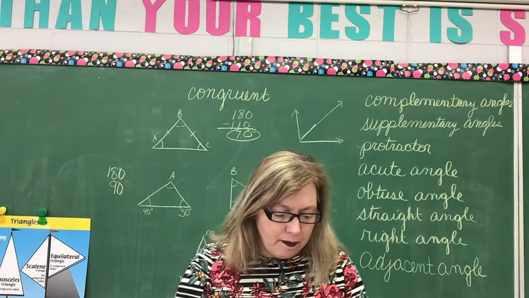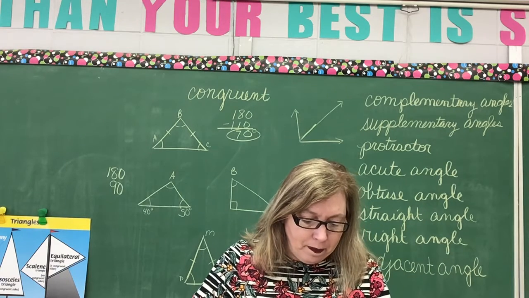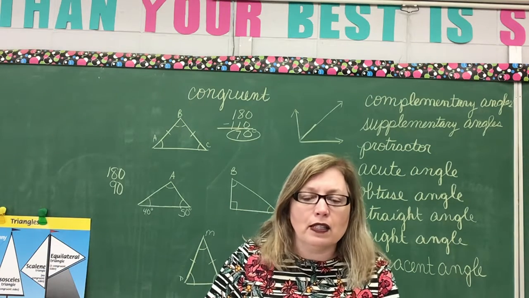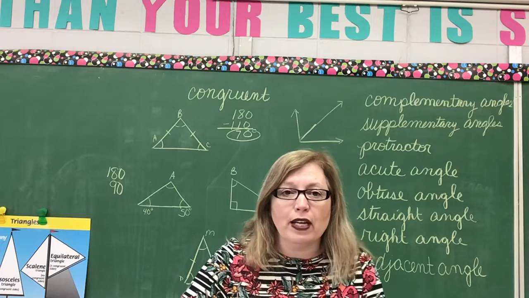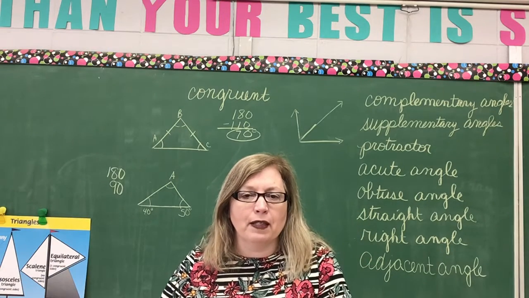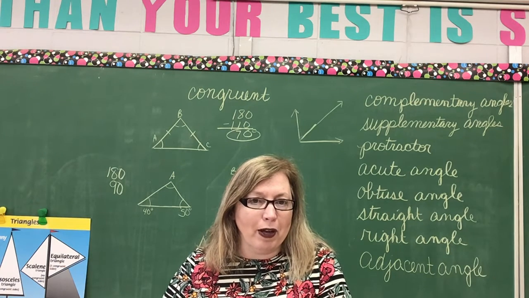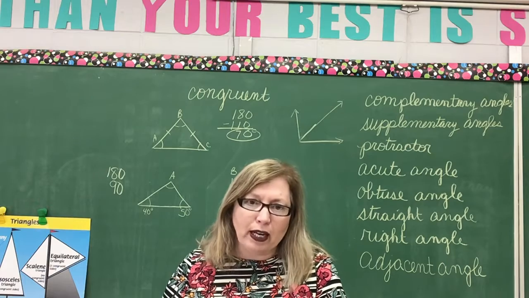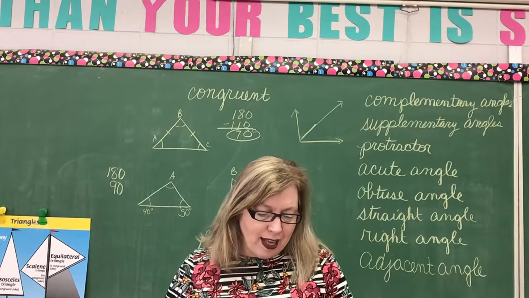Look at number 8. If the supplement is 73, what is the supplement of that? What is it if you have an angle at 73 degrees, what is its supplement? Supplements mean they have to equal 180. So what am I going to do? 180 minus 73, my answer is 107.